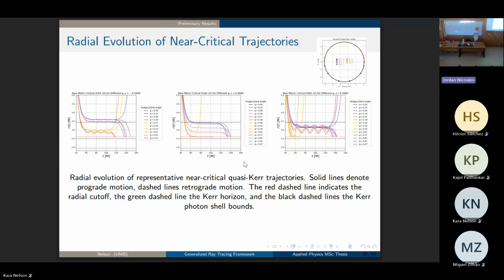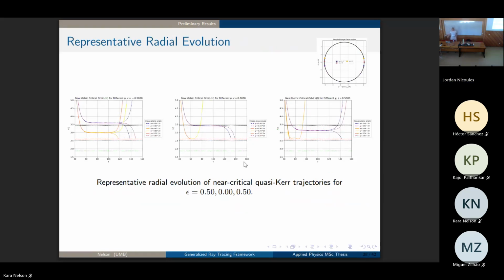So we zoomed in on the near critical trajectories that behave nicely in this radial evolution plot. Most of the retrograde ones stay, and we just threw away the oscillating ones for now, until we're super sure about our radial cutoff and that the critical curves are nice. So for the rest of this results section, we'll just be looking at a specific set of critical trajectories that are behaving nicely.